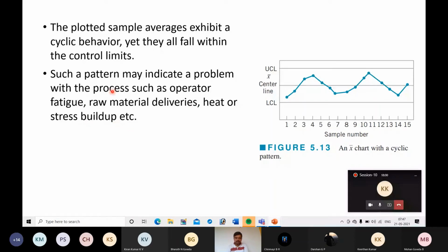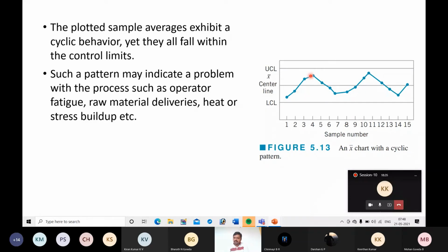Operator fatigue. Suppose you consider an operator who is going to work a shift of 8 hours. When he started work in the morning, suppose the company is working from 9 to 5, in the morning he may have very much interest towards work, he can concentrate. Then after some time he may lose concentration. Because of that, there may be a cyclic trend.